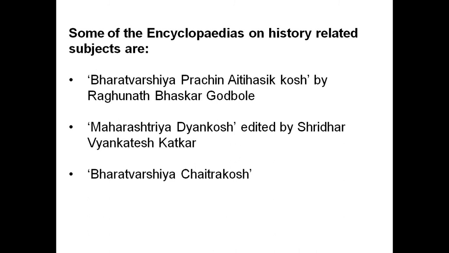Some of the encyclopedias on history-related subjects are Bharatvarshiya Prachin Aitihasik Kosh by Raghunath Bhaskar Godbole, Maharashtra Jnan Kosh edited by Sridhar Vyankatesh Katkar, and Bharatvarshiya Chhatrapati.